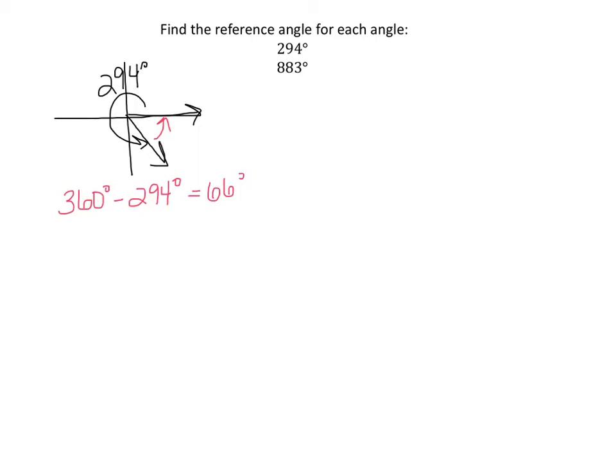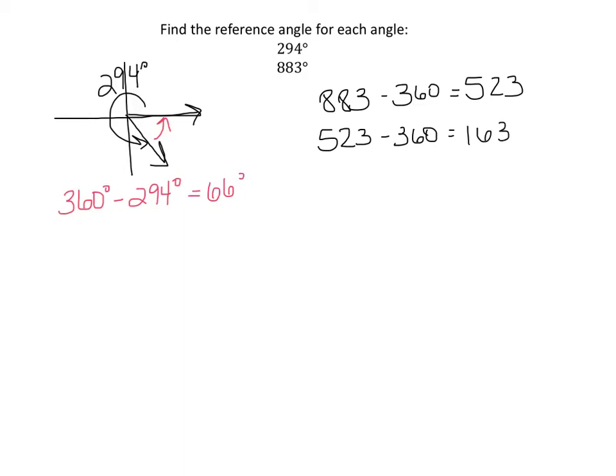The next one is a little bit trickier, and the first thing that I have to do is find the angle that is the least positive angle coterminal with this. Do you remember how to do that? You start with your 883 degrees and you subtract out 360 until you get a value that is in between 0 and 360. So that's 523. Subtract out 360 again, and we get 163 degrees.